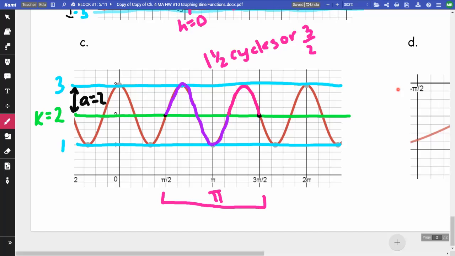So within 2 pi, I'm going to have twice as much. So 2 times 3 halves, or 3 cycles. I'm going to have 3 cycles. So my B is going to be 3. Again, the way I was thinking about it, and we could probably see it because right here, I think it's going to cross nicely right here.